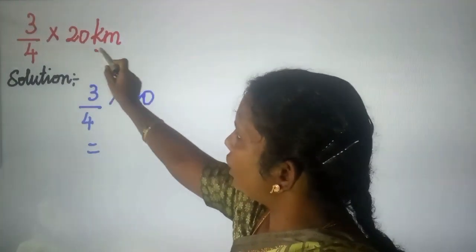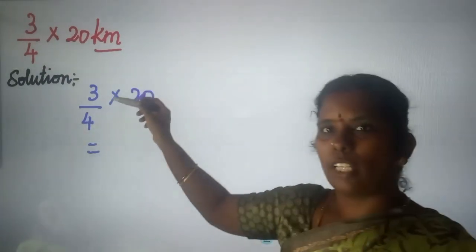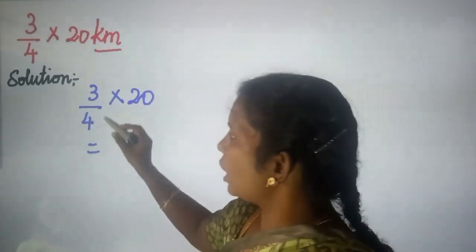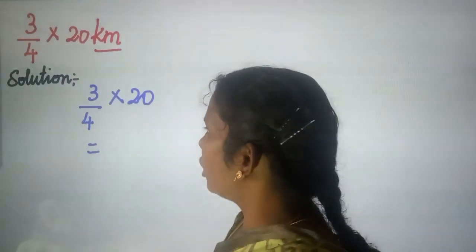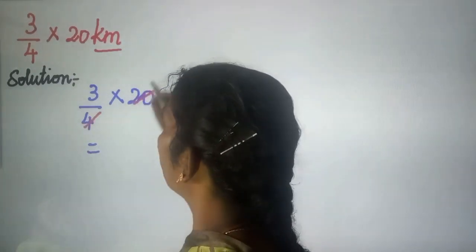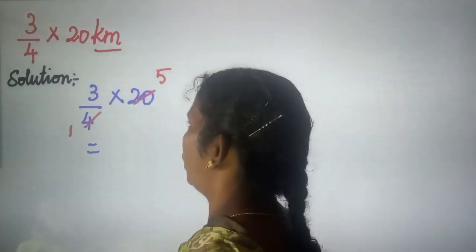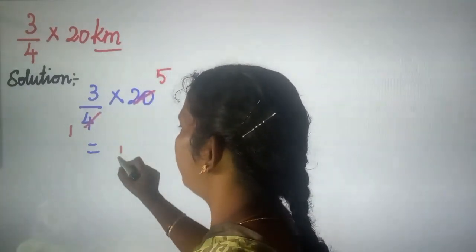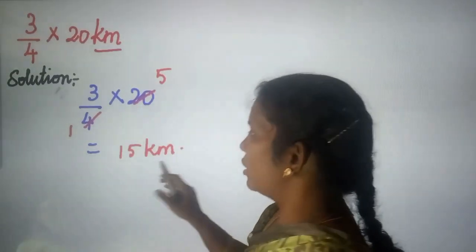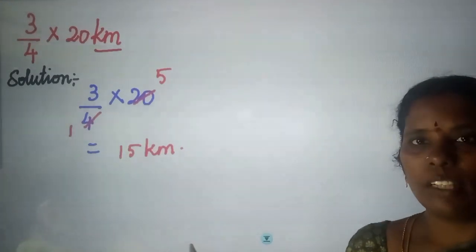If they mention here the kilometer, rupees, meter, any units are mentioned there, the answer should also be mentioned with the same units. See ma, 3 by 4 into 20. I have taken the number alone. Here we can cancel these two numbers 4 and 20. When we cancel this, 4 1s are 4, 4 5s are 20. Then this is 3 5s are 15. Therefore, here we have written as 15 kilometer. This unit must be mentioned. Do you understand, ma? Is it clear?